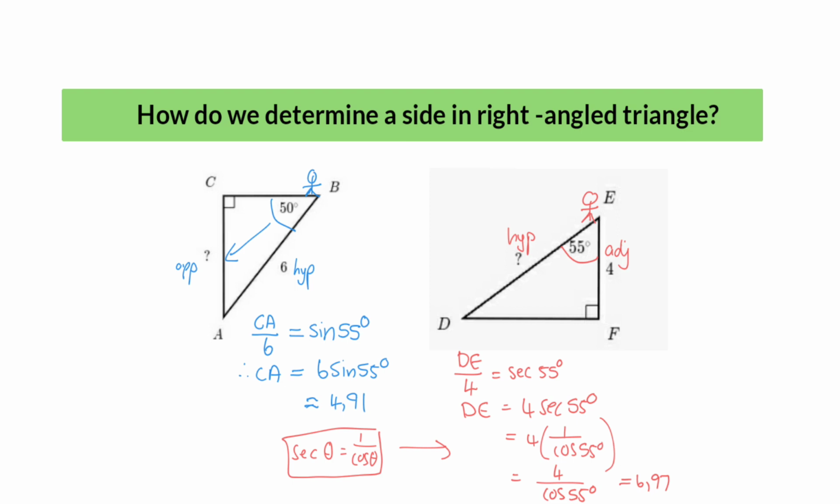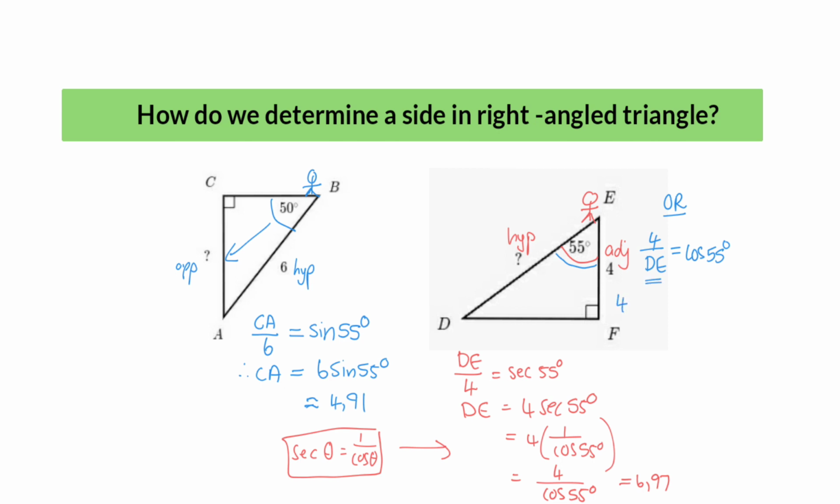Okay, was that easy? Not so easy because of the sec. What would happen if we swapped around the DE and the 4? Let's see. We have another method that we can use. We can also say 4 over DE equals. Now if we stand here at the 55, what's 4? It's adjacent over hypotenuse, and then we immediately get cos.